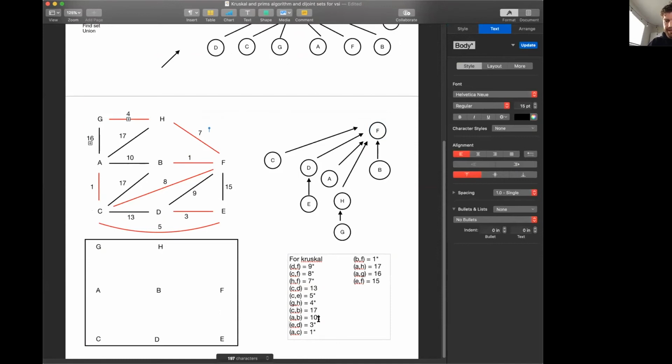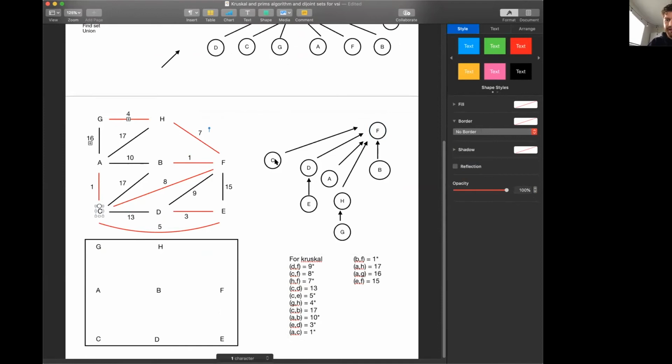The next smallest after 10 looks like it's the 13. 13 is CD. I call find set on C. C points directly to F. No path compression will happen. So I'll just get F. Then I'll call find set on D. D gives me F. No path compression happens. And those are in the same disjoint set. So no union. I'm not going to color it red.